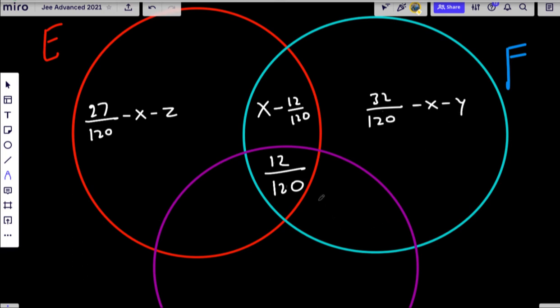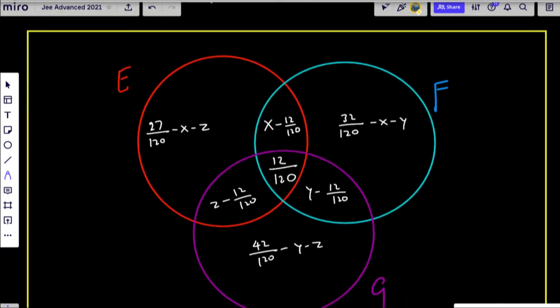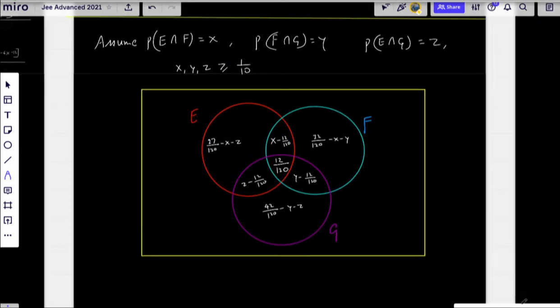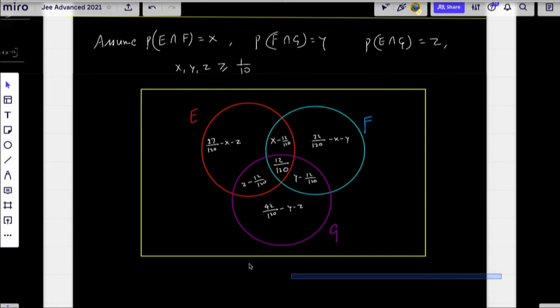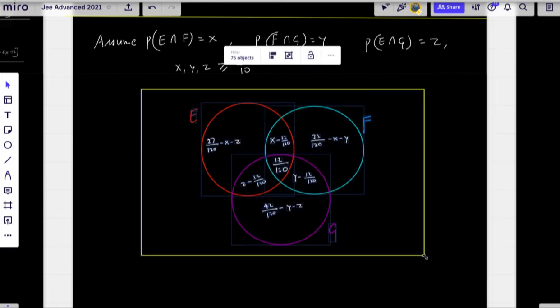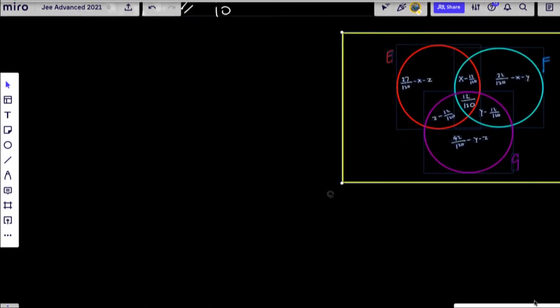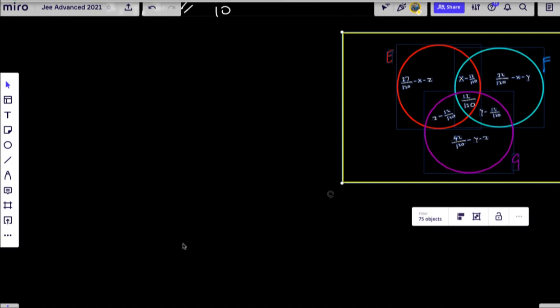And what about this one here? Similarly, Y minus 12 by 120, and here also Z minus 12 by 120, because this entire thing will be Z. And this will be 42 by 120 minus Y minus Z. If you write it this way, you will get all the calculation very easily. This is the entire Venn diagram, so once we get this idea, we can do anything.